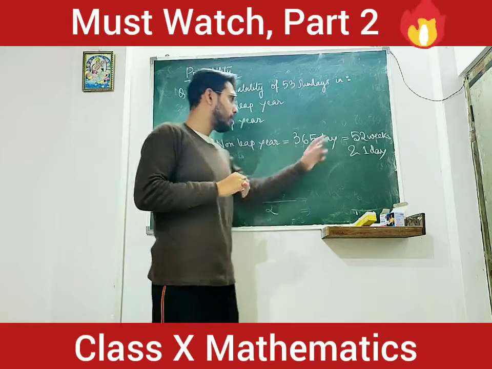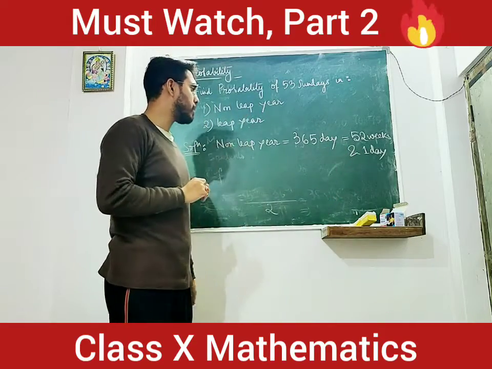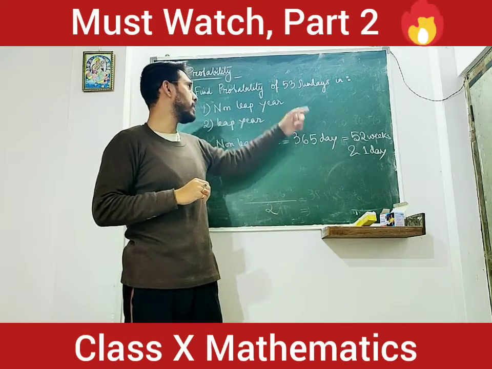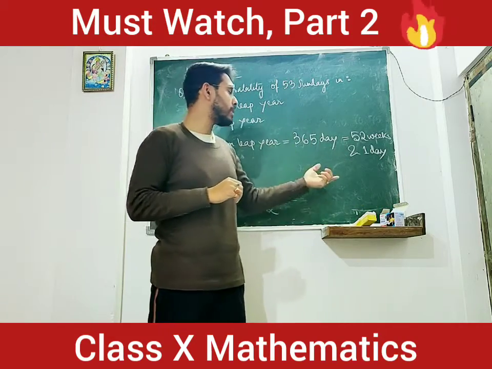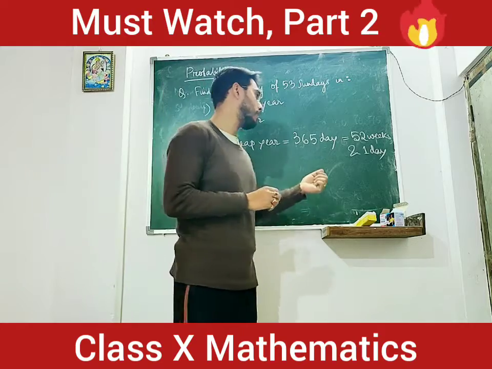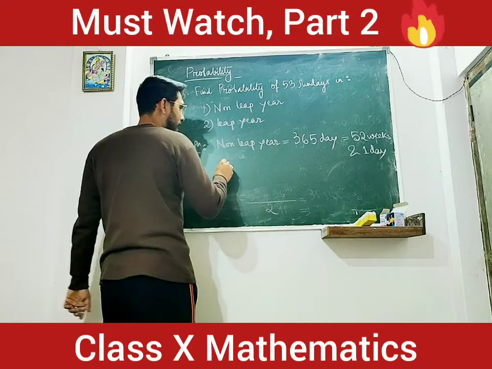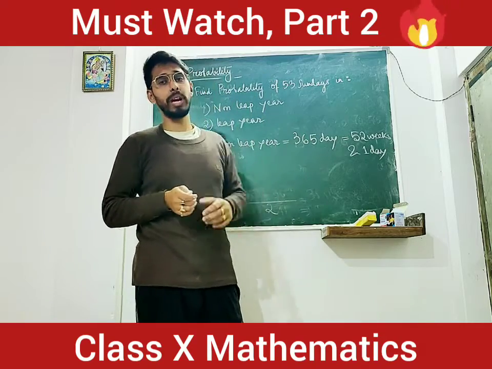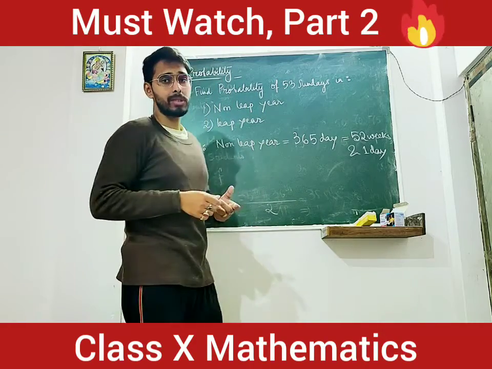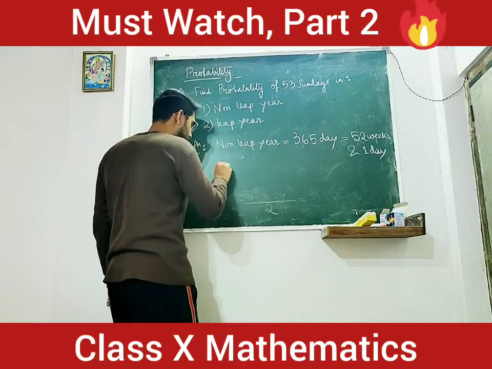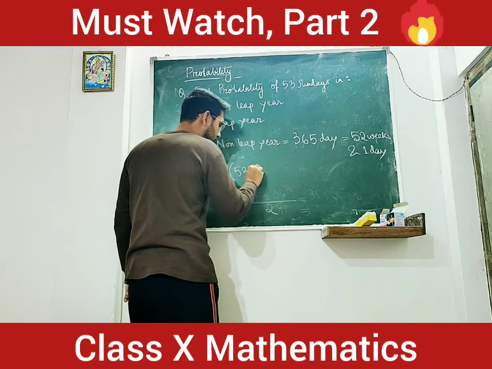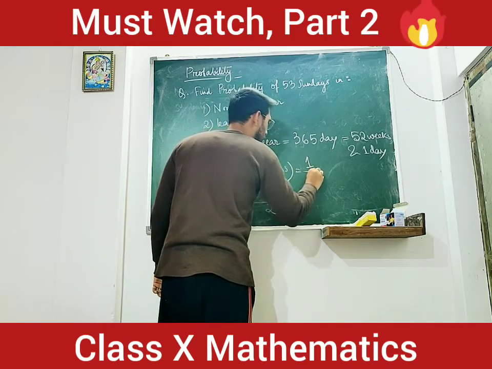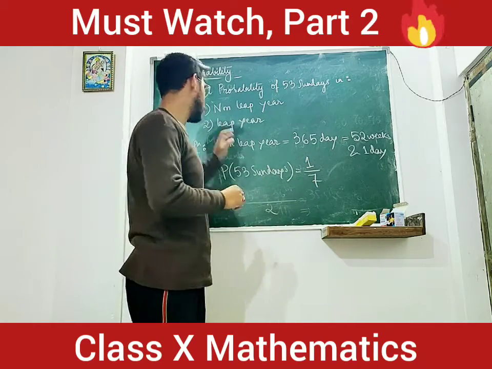Now, 52 weeks has got 52 Sundays, that is for sure. Now this 1 day, can it be a Sunday? If it is a Sunday, then we will get 53 Sundays. If it is not a Sunday, we will not get 53 Sundays. So here comes the probability. It can have 7 different options because there are 7 different days from Sunday to Saturday, and one of the options can be Sunday. So the probability of 53 Sundays in a non-leap year is 1 out of 7, 1 by 7.